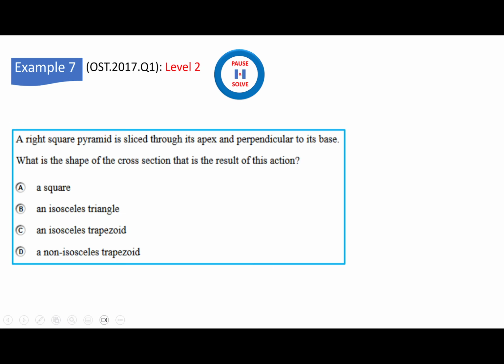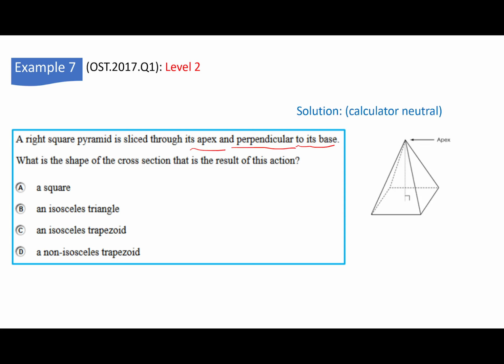Example 7. A right square pyramid is sliced through its apex and perpendicular to its base. Through the apex. When you do that, a pyramid, you get a triangle for sure. You get a triangle. It's an isosceles triangle. Isosceles triangle. You can get a square, you can get an isosceles trapezoid, you can get a trapezoid here.